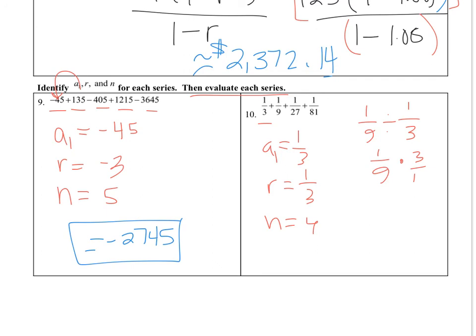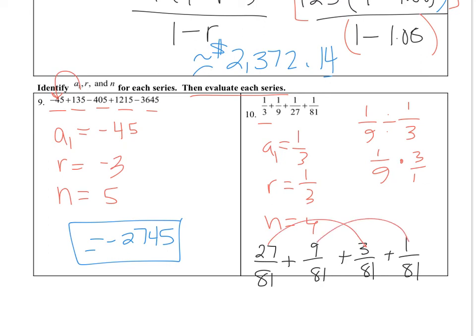So I'm going to make a common denominator of 81. So 1/3 is 27 over 81 plus 1/9 is 9 over 81 plus 3 over 81 plus 1 over 81. So if I group these up, this is 30 plus 10 is 40, so it's 40 over 81.